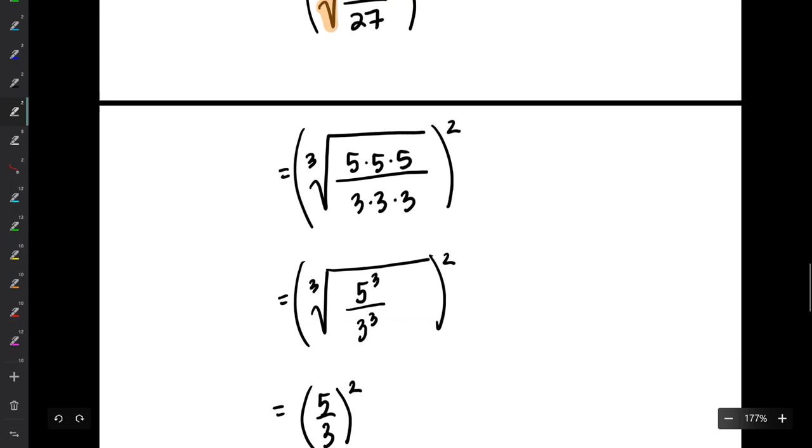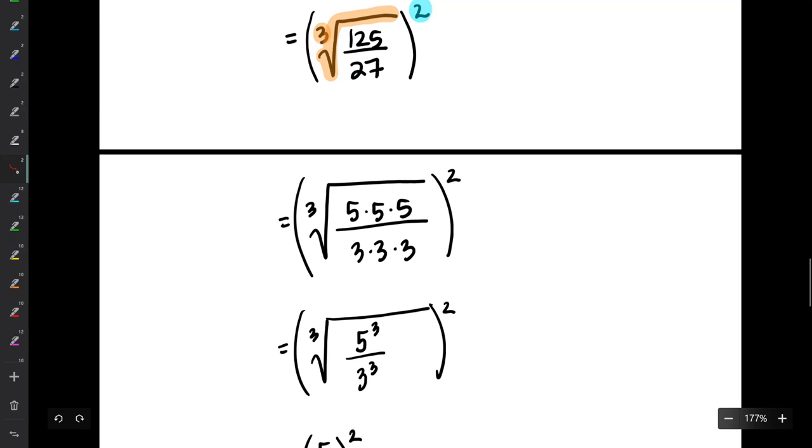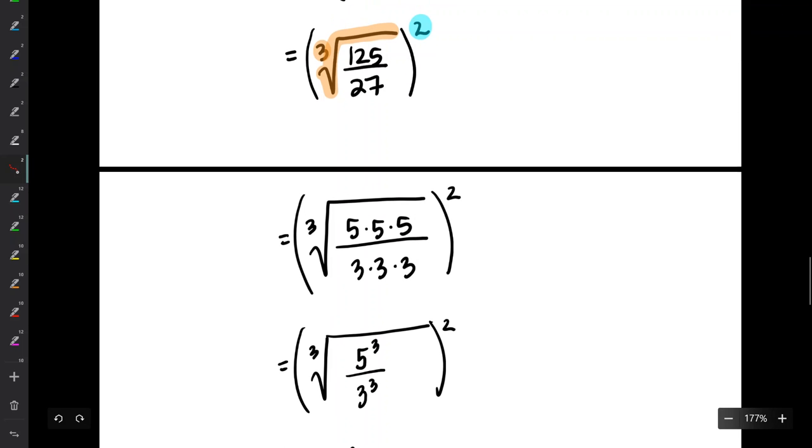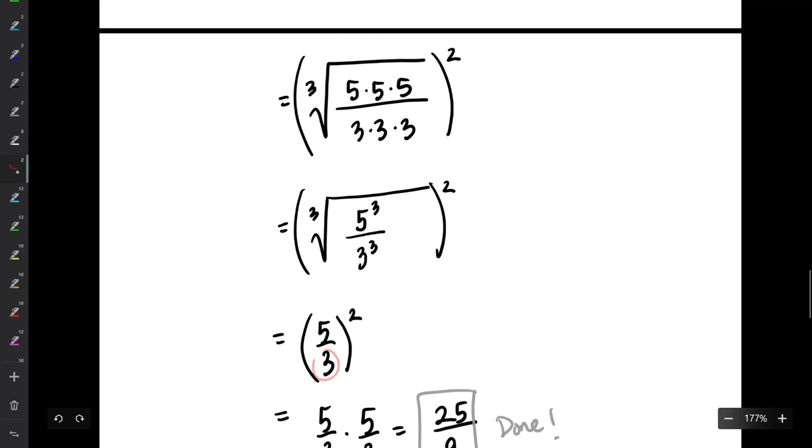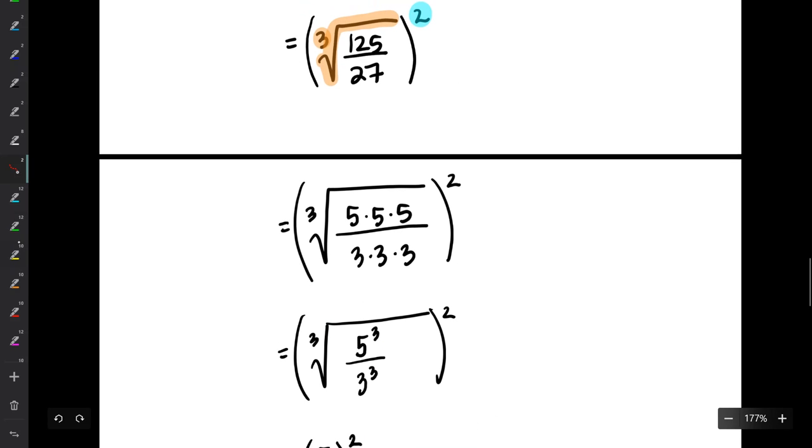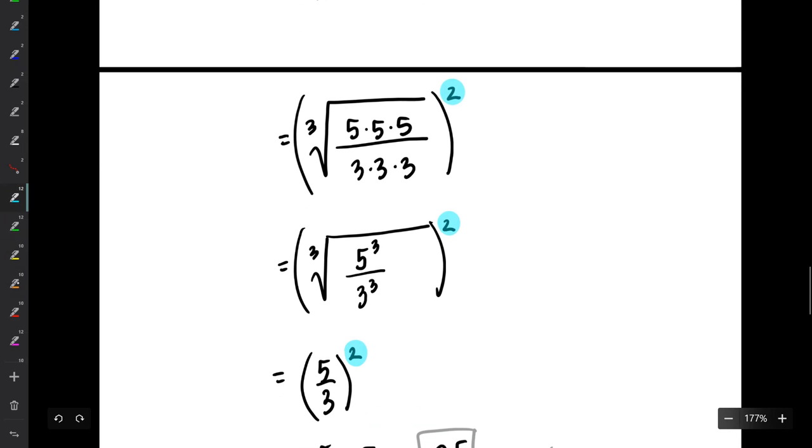All right? So you don't have to write out all those steps. When you start getting comfortable with this, you're going to say, hey, 5 times itself 3 times, 5 cubed is 125. Oh, the cube root of 5 cubed, that'll be 5. Oh, 3 times itself 3 times is 27. 3 cubed is 27. Oh, the cube root of 3 cubed will just be 3. And all this stuff is still being squared.